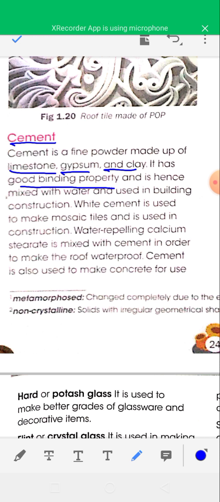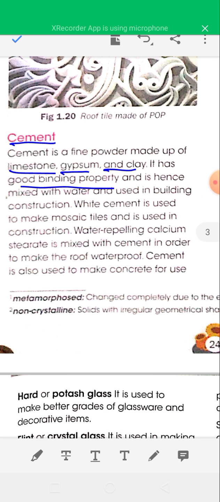White cement is used to make mosaic tiles. Water repelling calcium stearate is mixed with cement in order to make the roof waterproof. And cement is also used to make concrete. So these are the different uses of cement.